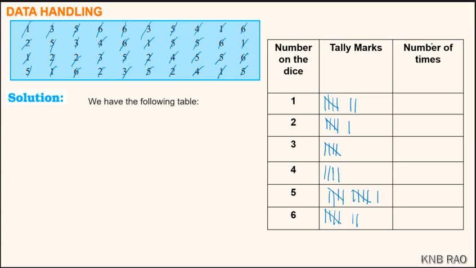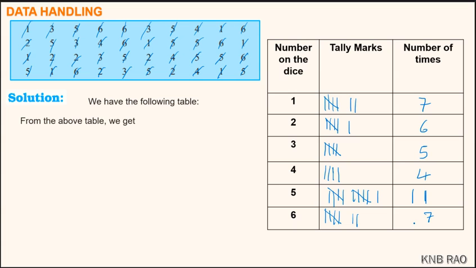So totally children, 1 appeared 7 times, 2 appeared 6 times, 3 appeared 5 times, 4 appeared 4 times, 5 appeared 11 times, and 6 appeared 7 times. So these are the results, and we got a frequency distribution table.